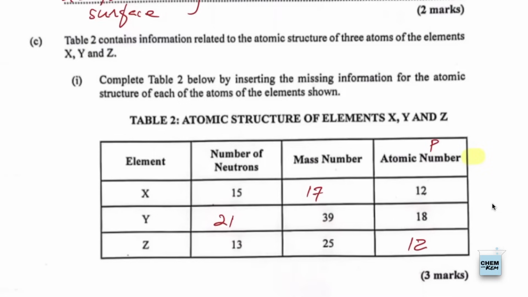And then here, we're given the number of neutrons and we're given the mass number. We just need to find the difference between those two. 25 minus 13 should give us back 12.